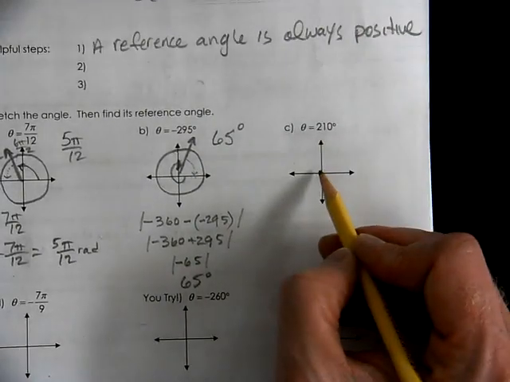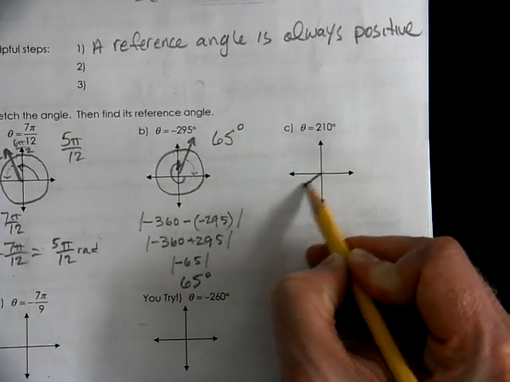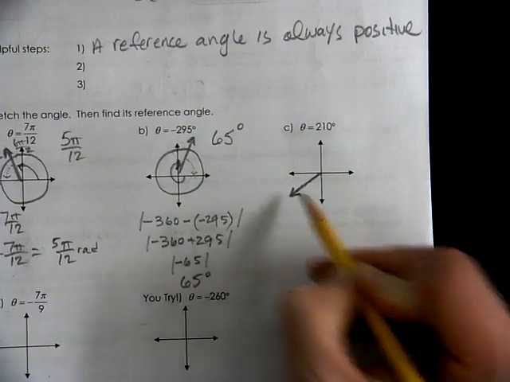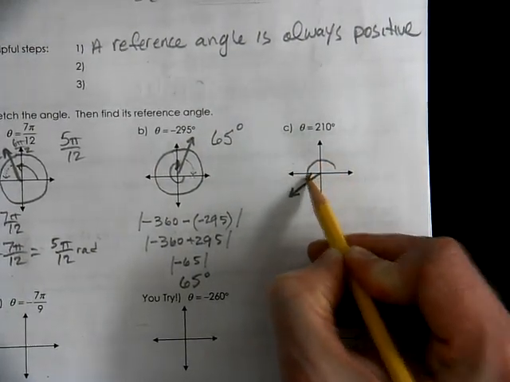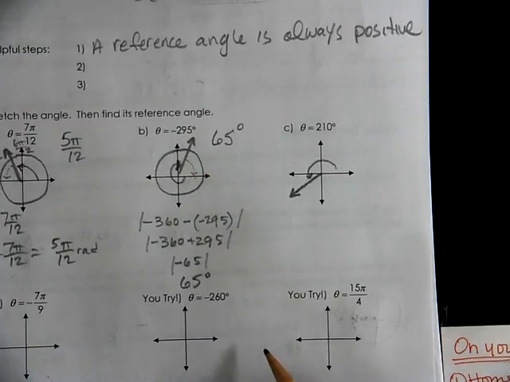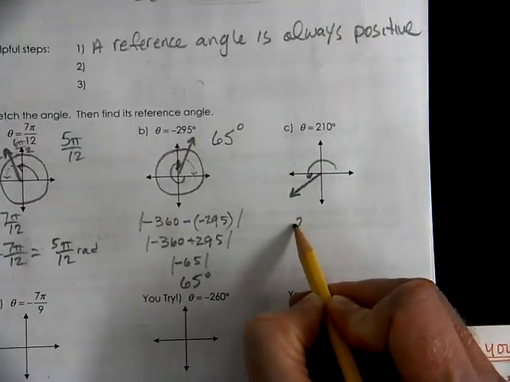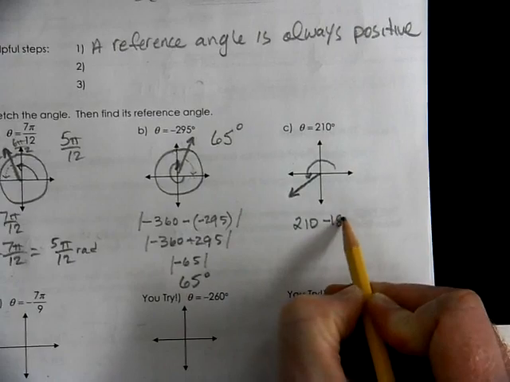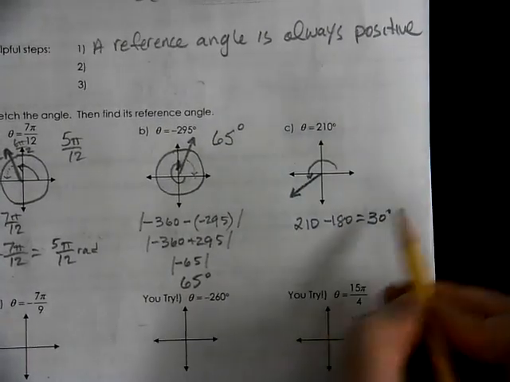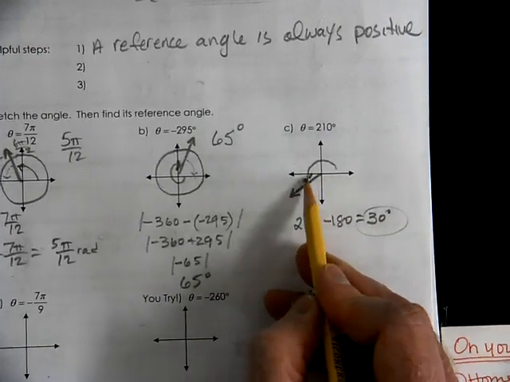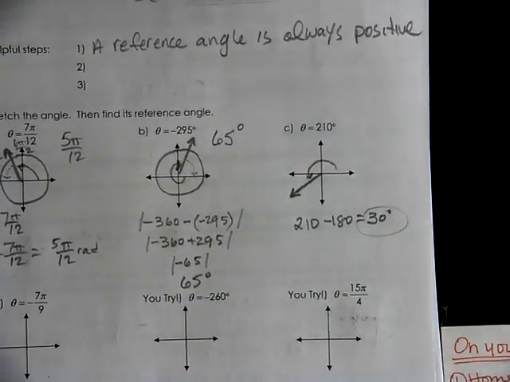210. 210 is larger than 180. How much larger than 180 is it? You can take your 210 minus 180, and you'll see that that is 30 degrees longer. So 30 degrees is your reference angle from the unit circle.